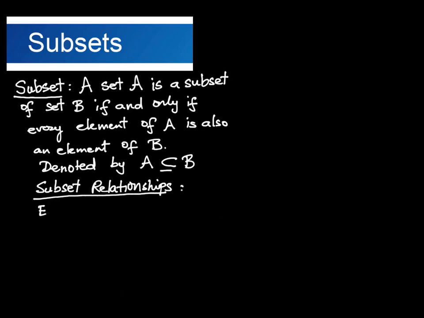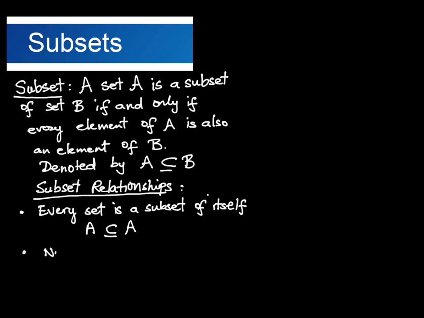Let's learn a little bit more about subset relationships. So every set is a subset of itself. So intuitively, A is a subset of A. The second relationship here is a null set, which is an empty set, is a subset of every set. So a null set is a subset of every set.